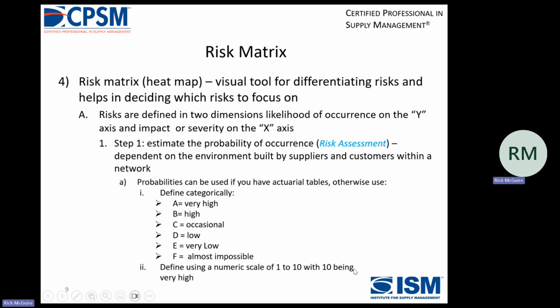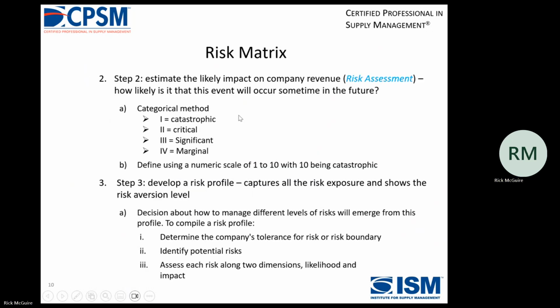Risks are defined in 2 dimensions: likelihood of occurrence and impact or severity. So step 1 is to estimate the probability of occurrence. This is part of risk assessment. And you can do risks in A, B, C, D, or you can do a 1 to 10. And then you estimate the likely impact on the company. How much will it cost? Again, you can do categorical or you can do 1 to 10.